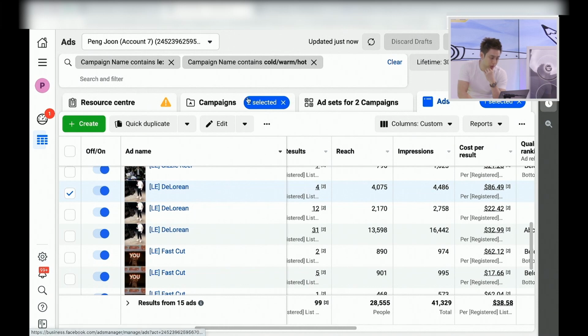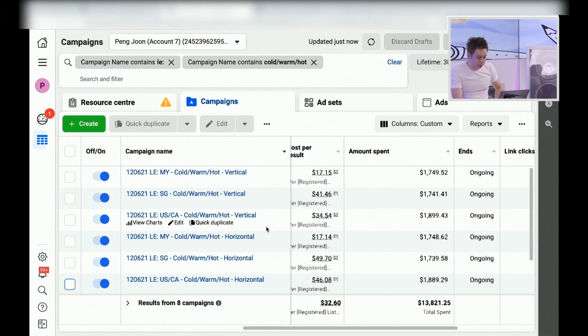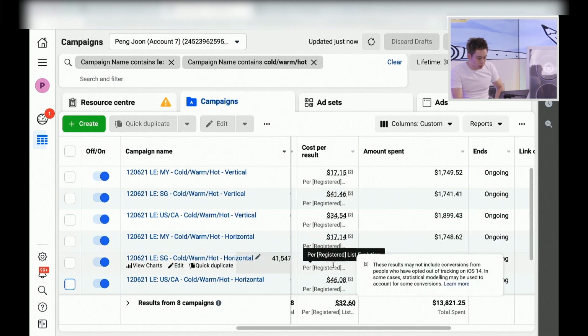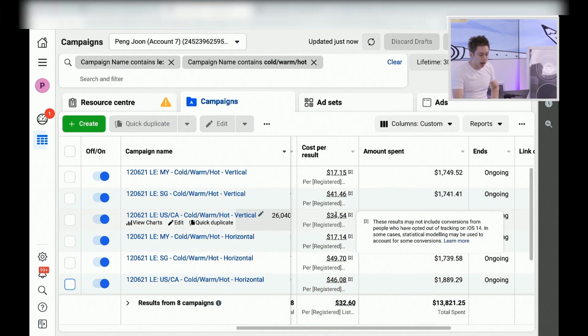So going back to this campaign again, let's take a look at other countries, right? So for the US, 20% cheaper. So vertical, definitely in the US market for this campaign, was the clear winner. Now let's take a look at other countries.